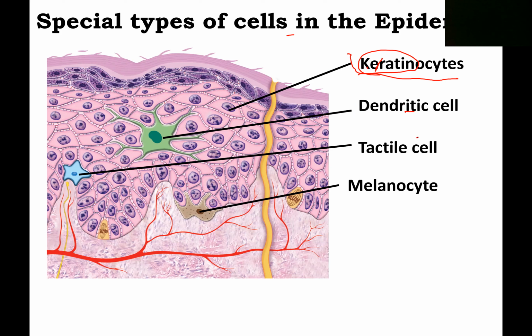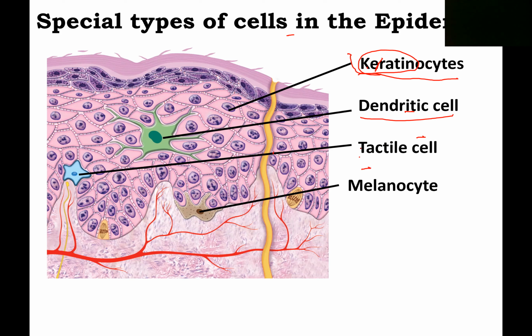Dendritic cells, the green one, sorry for the dog. Dendritic cells are the ones that help with immunity. They provide phagocytosis and antimicrobial substances.